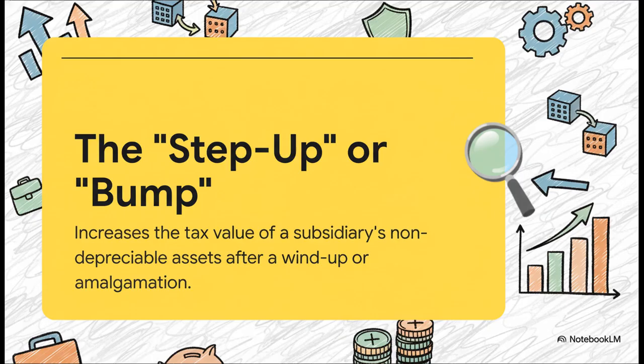And this is a huge benefit. It allows the parent to literally bump up the tax cost of the subsidiary's assets that don't depreciate, things like land, to better match the original purchase price of the shares. This creates a higher cost base for the future, which can save a lot of tax down the road.